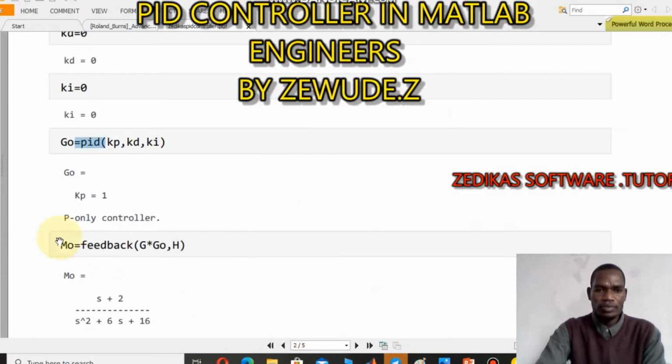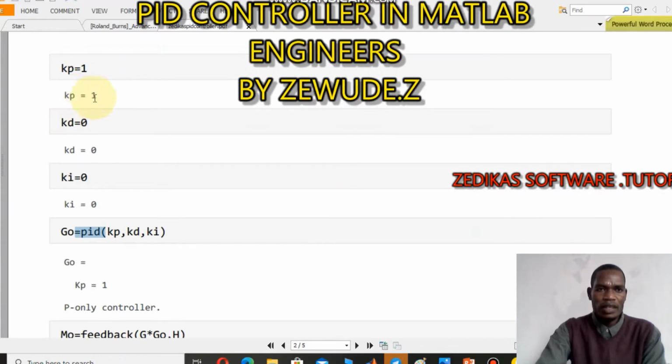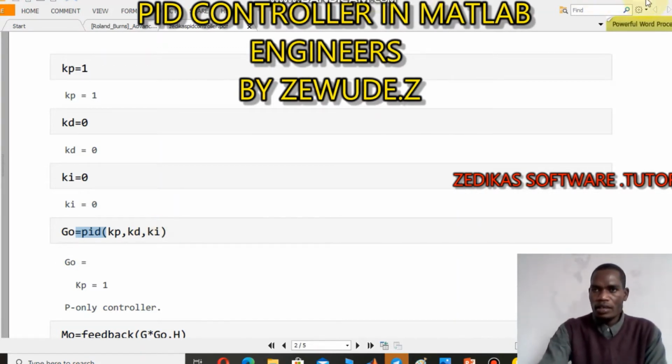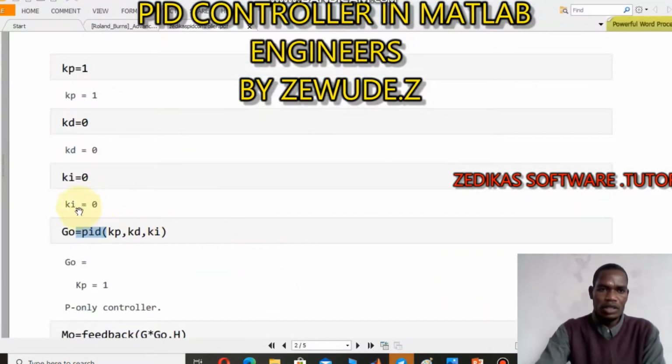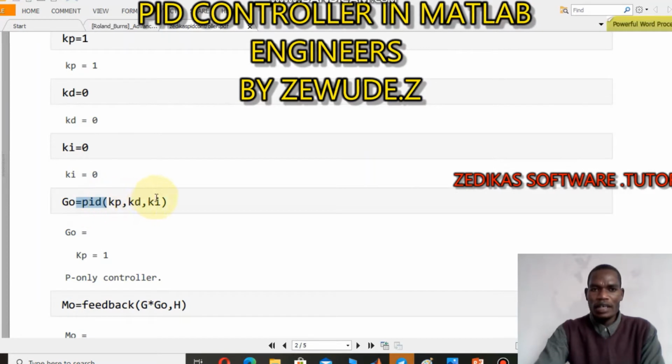So here KP only is 1 and the rest, KD and KI, are 0. That's why I represented here my two control gains. So my operational amplifier is a KP controller, and I am controlling my plant with it. That is why the rest of the control parameters are 0 and KP is equal to 1. So it is only a P controller. Look, here KD and KI are 0.